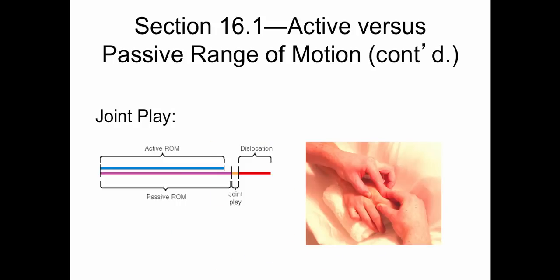In addition to active range of motion and passive range of motion, a third type of motion, called joint play, also occurs at joints. Joint play is the small amount of gliding motion that is permissible at a joint at the end of a joint's passive range of motion. Two types of manipulations are possible within the realm of joint play.